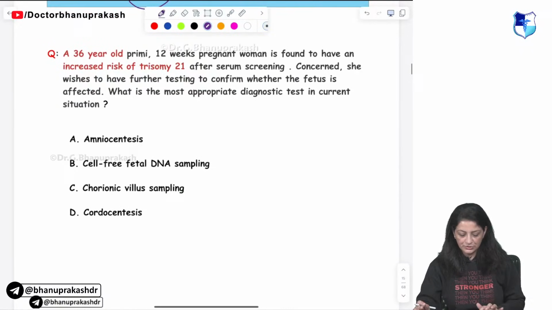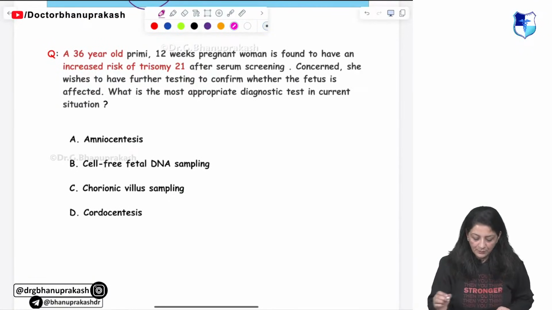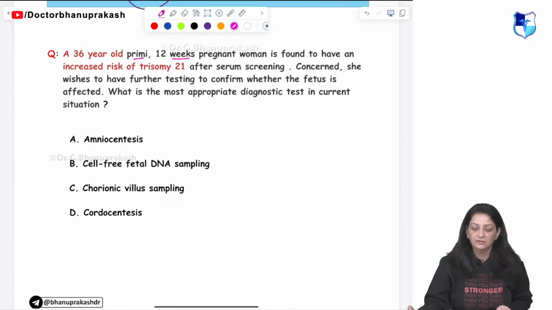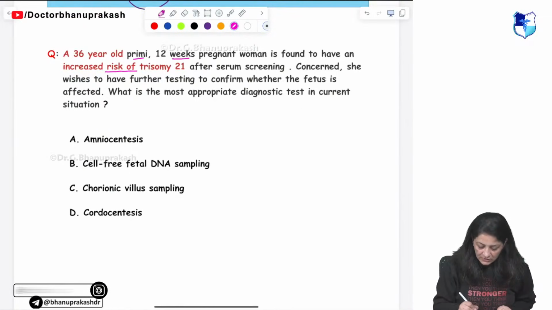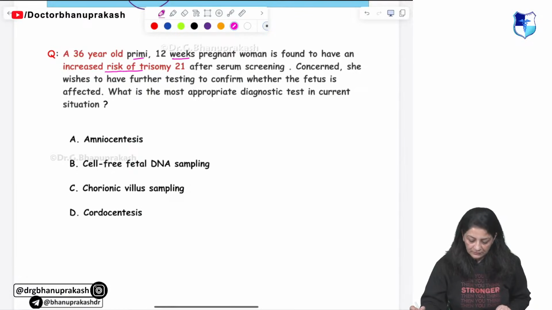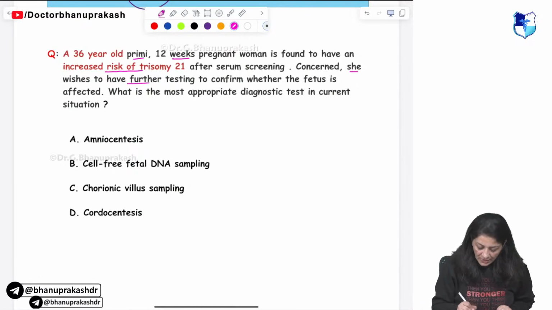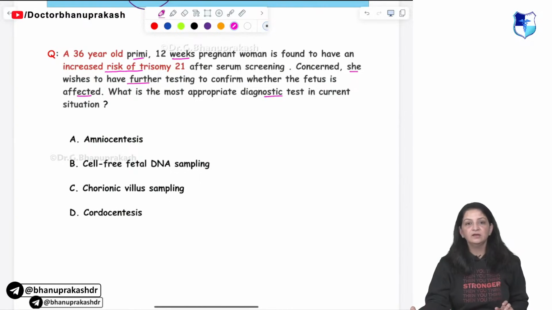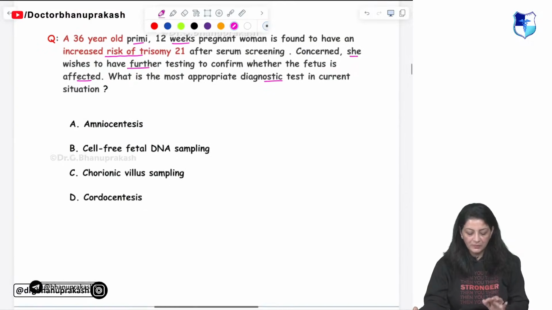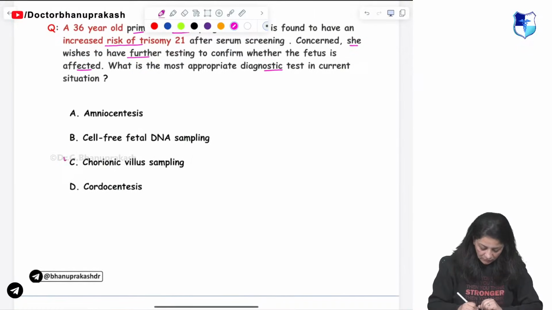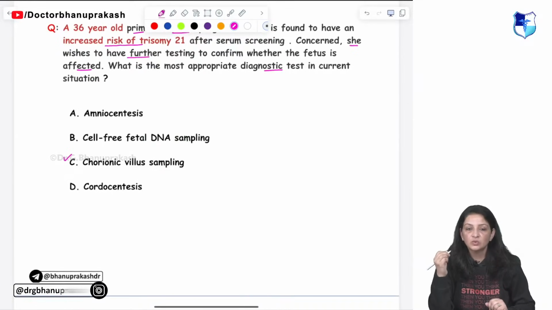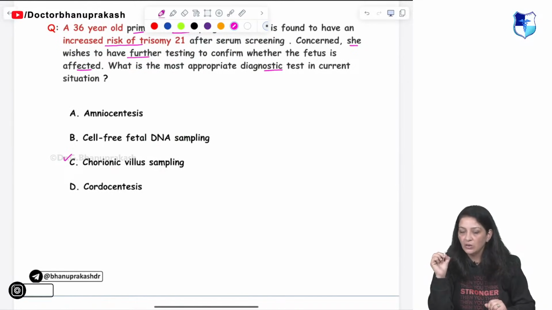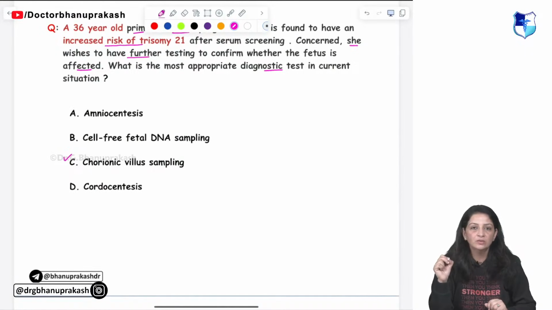Now, answer this question. A 36-year-old primigravida, 12 weeks pregnant, is found to have increased risk of trisomy 21. She wishes to have further testing to confirm whether the fetus is affected or not. What is the best diagnostic test in the current situation? She is 12 weeks pregnant. The right answer is chorionic villus sampling. What are the diagnostic tests for Down syndrome? Chorionic villi sampling, amniocentesis and cordocentesis.